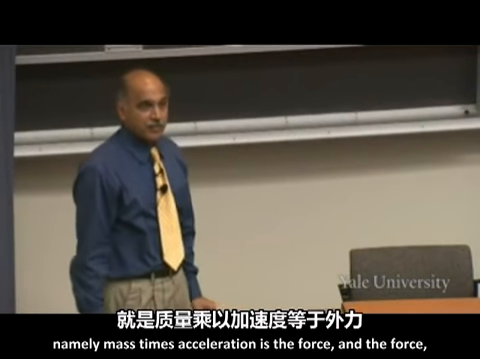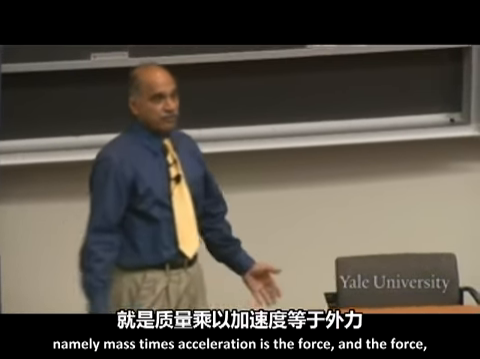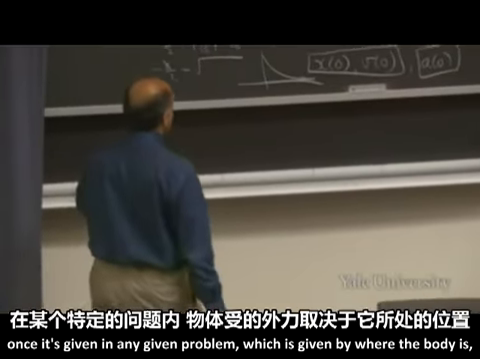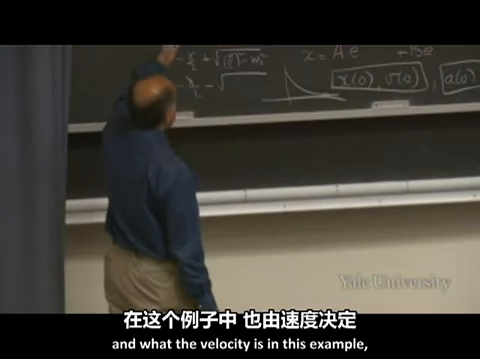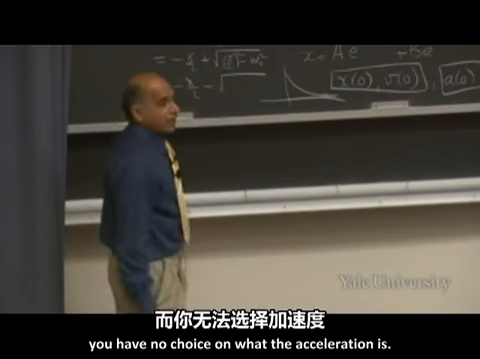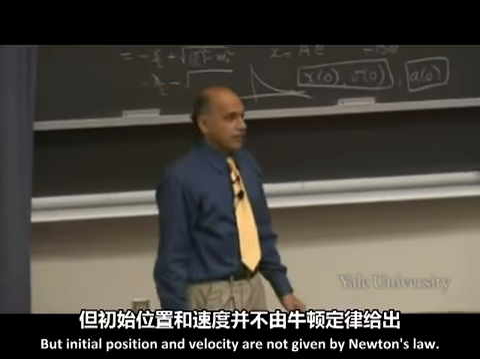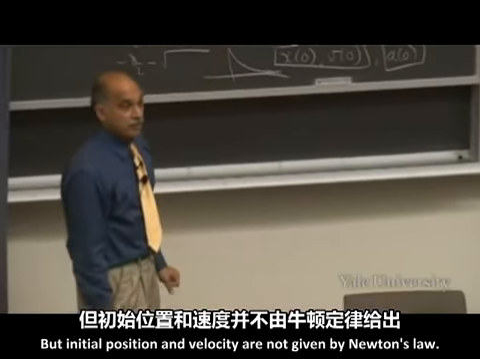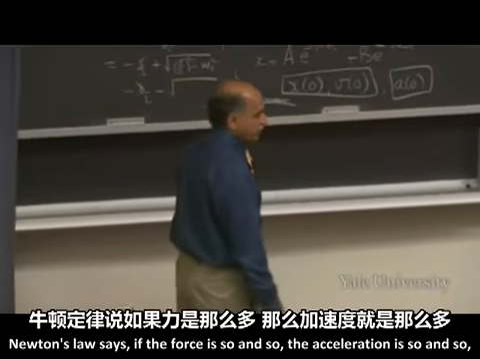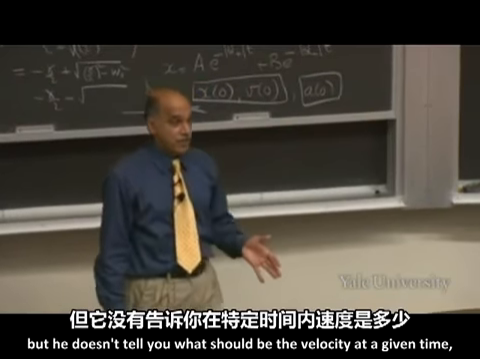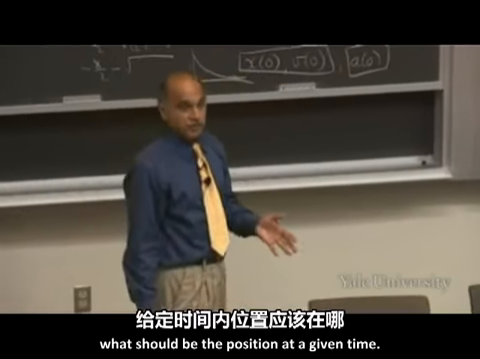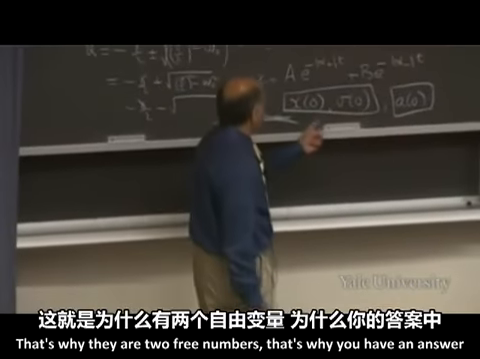Namely, mass times acceleration is the force, and the force, once it's given in any given problem, which is given by where the body is and what the velocity is in this example, you have no choice on what the acceleration is. But initial position and velocity are not given by Newton's law. Newton's law says if the force is so and so, the acceleration is so and so, but he doesn't tell you what should be the velocity at a given time, what should be the position at a given time. That's why they are two free numbers.